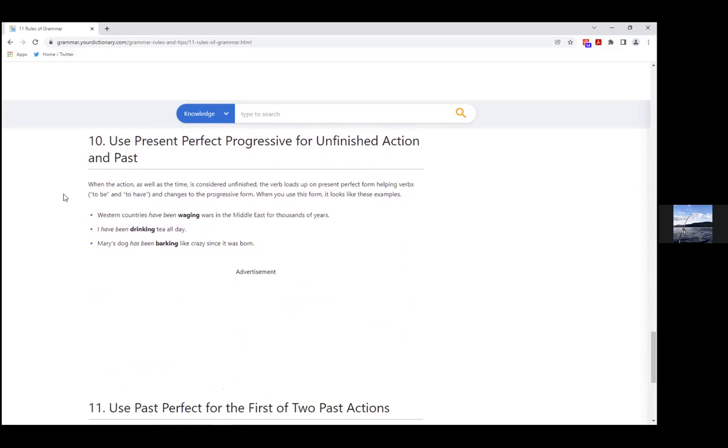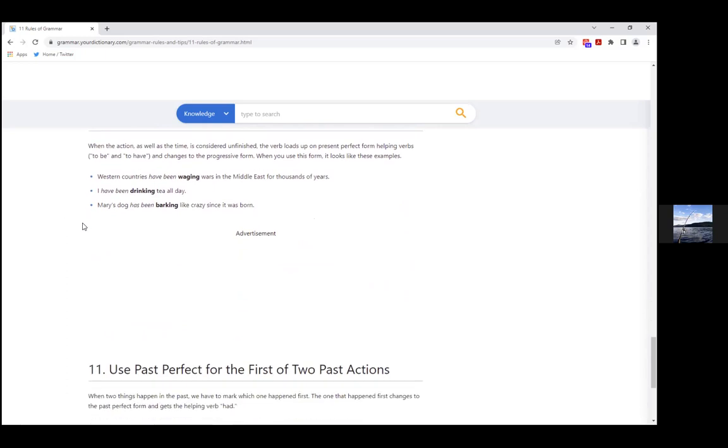Now we're down to number 10. Use present perfect progressive for an unfinished action in the past. Let's look here. So when the action as well as the time is considered unfinished, the verb loads up on present perfect form helping verbs such as to be and to have and changes to the progressive form. So we have some examples here. These progressive perfect verbs will all be italicized here just to demonstrate.